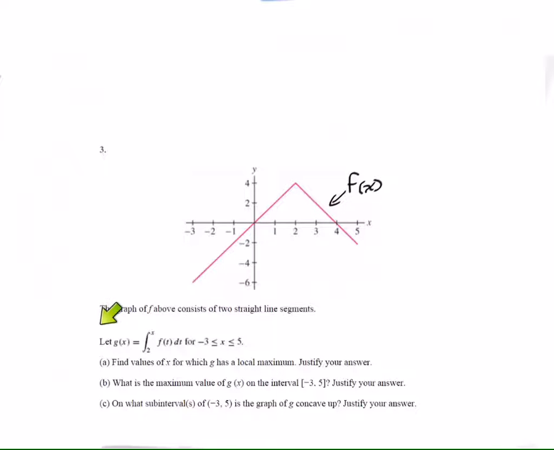All right, now it says let G equal this stuff. And if you're new at this, you see this and you might get a little scared because you're like, oh dang it, I have to remember what everything means right here. All right, and then it gives you a -3 to 5, which makes sense. Find the values of x for which G has a local maximum. Justify your answer.